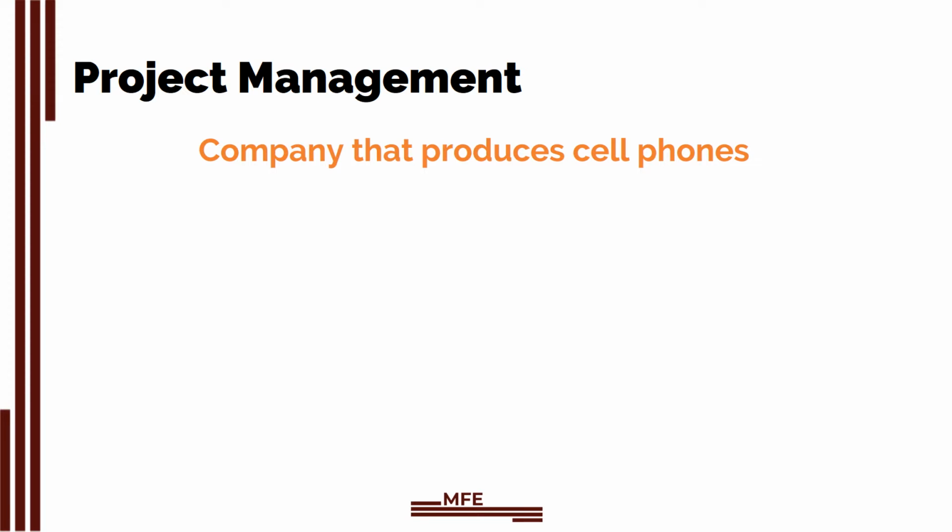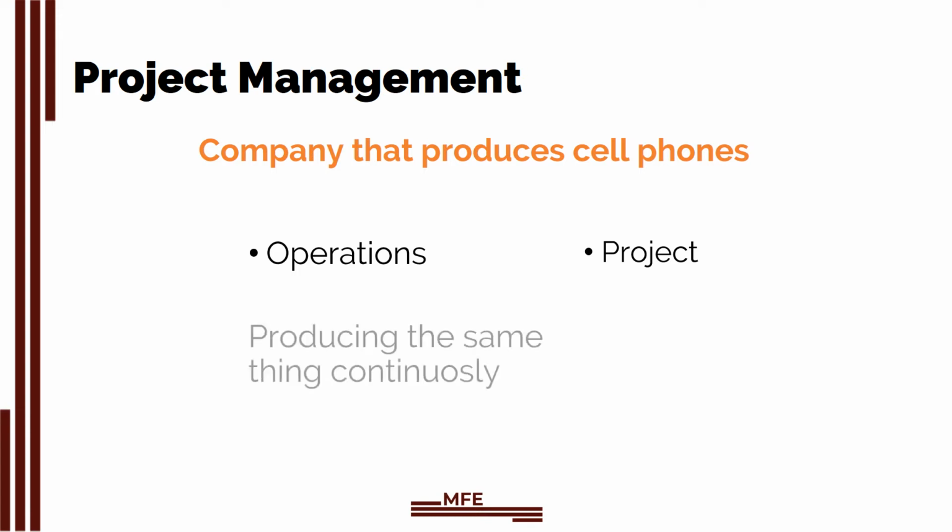Let's here define the separation between operations and project. These two concepts are very frequently misunderstood. In this company that produces cell phones, we can have both kinds happening at the same time. Operations, then, is when you are producing the same things continuously. In our case, let's say that the model QFX200 is produced every day. So it is part of your operations or production.